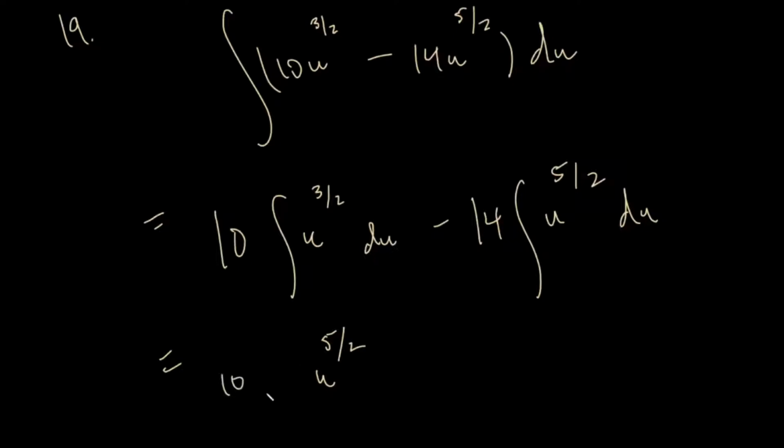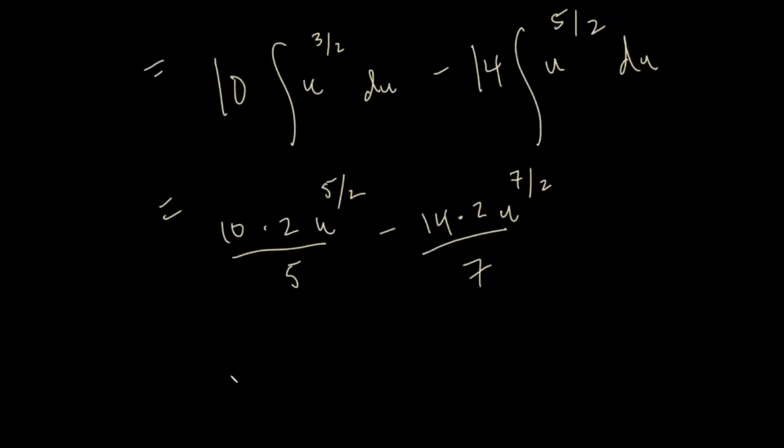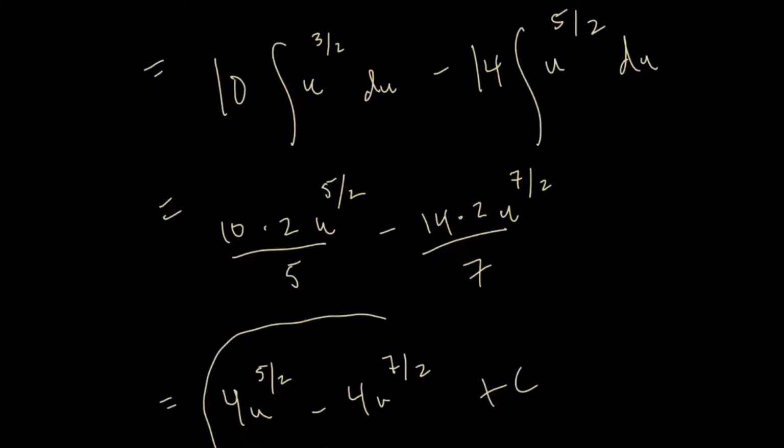And that's 10 of them, and then divide by 5/2, so that would be times 2/5, minus 14 u^(5/2), so that would become 7/2, u^(7/2), divide by 7/2, this would be times 2/7. So here we get 2/5 times 10, that would be 4u^(5/2), minus 14/7 is 2, times 2 is 4u^(7/2), and don't forget the plus C.